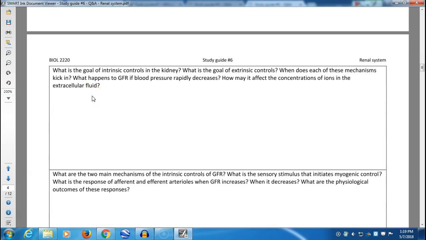Physiological parameter that defines net filtration pressure is basically blood pressure. Intrinsic controls maintain GFR. Extrinsic controls maintain blood pressure. So normally, intrinsic controls are important. With fluctuations in the blood pressure, the kidney adjusts for it. Does that make sense? What happens to GFR if blood pressure decreases? GFR decreases. Now, if it decreases too much, what happens? What can happen to GFR if blood pressure drops, say, 30%?